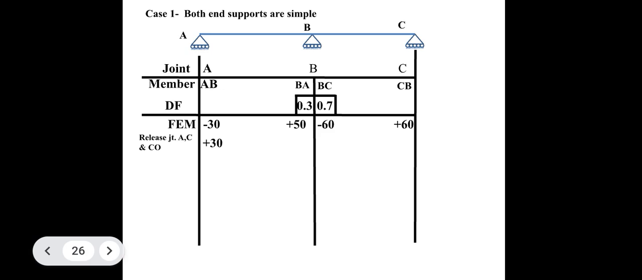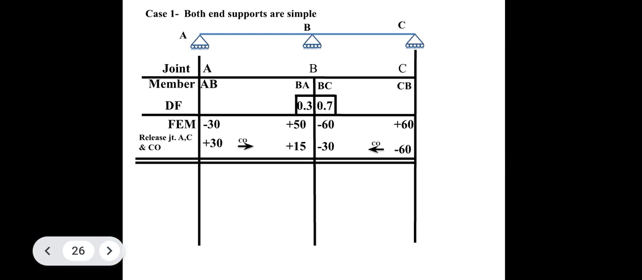Similarly, we will apply a moment of plus 60 at C, and after applying some moment, if the far end is fixed or continuous, half the moment with the same sign needs to be carried over. Therefore, plus 30, half the moment with the same sign, is carried over at B. Similarly, at C, 60, and half the moment will be carried over, that is 30.